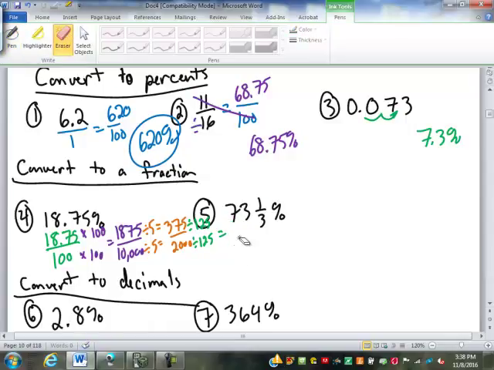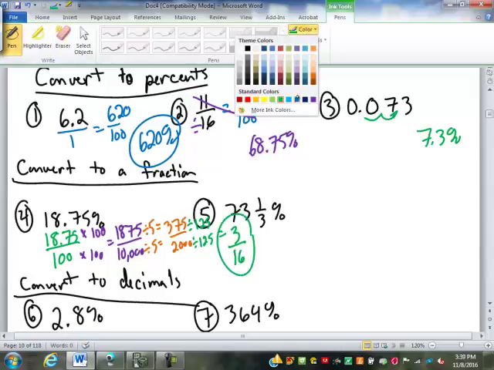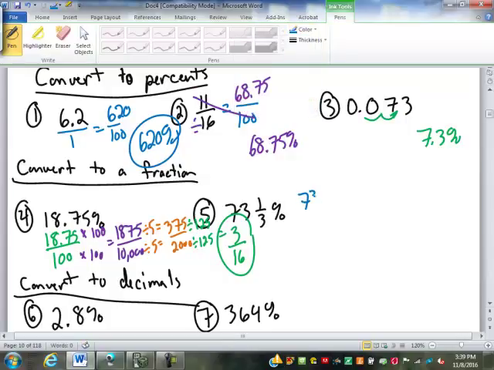Write that bigger so you can read it. 73 1/3% is going to be 73 1/3 over 100. What do we have to do with that? Times by what? Careful. Times by 100 won't get rid of the fraction here. When we have a fraction, what we're going to multiply by is the denominator. So the denominator there is 3, so we're going to multiply top and bottom by 3.